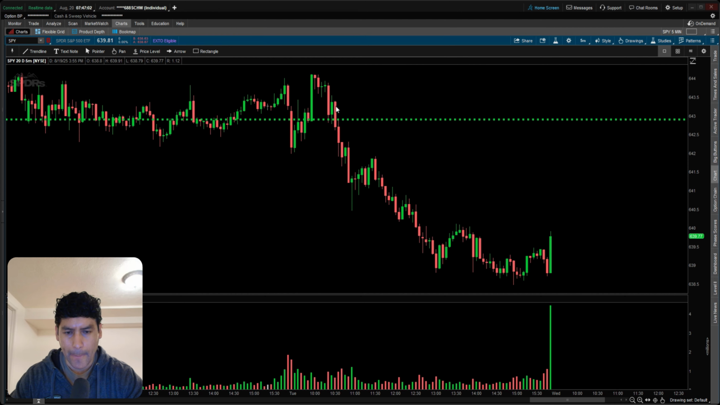This is the first bearish engulfing, but wait. When the price is below the level, remember, before it was support, now it is resistance. The price continues going down. This is the second bearish engulfing.